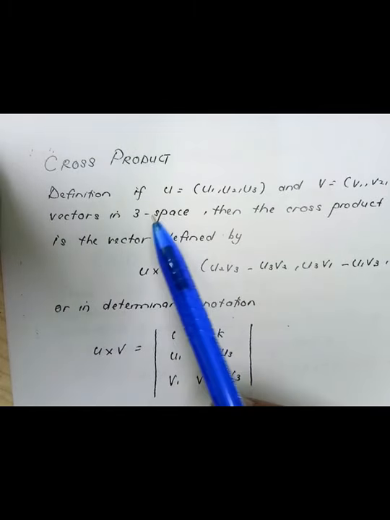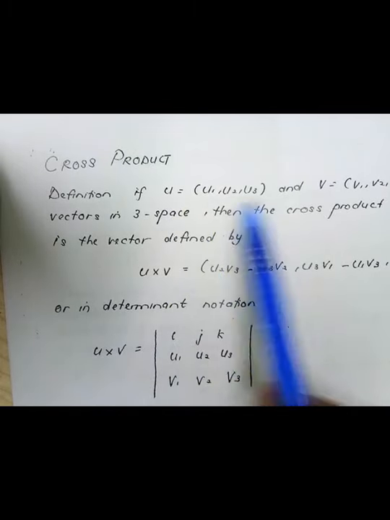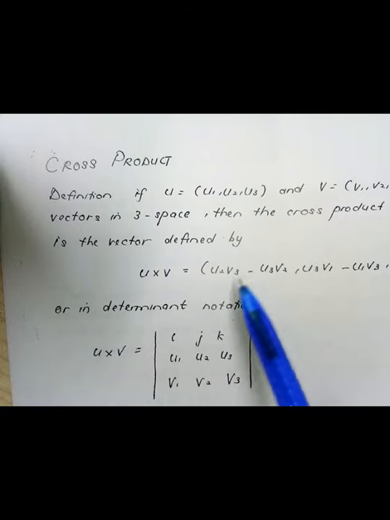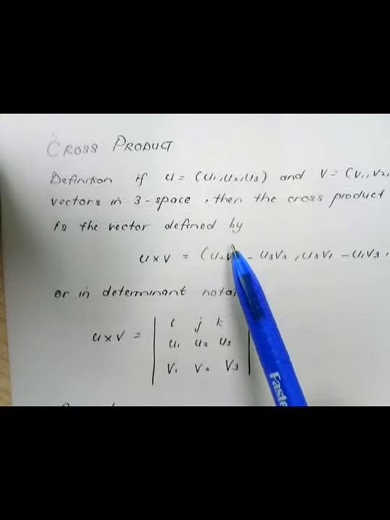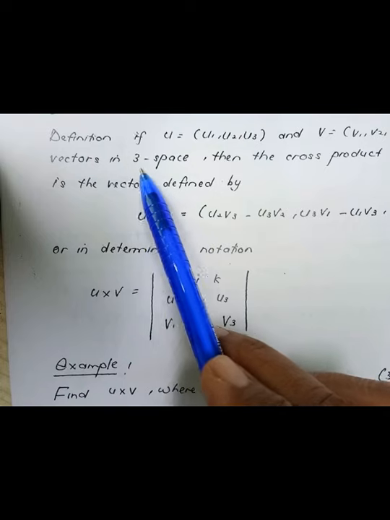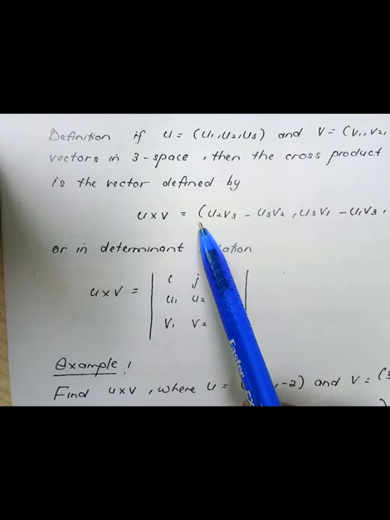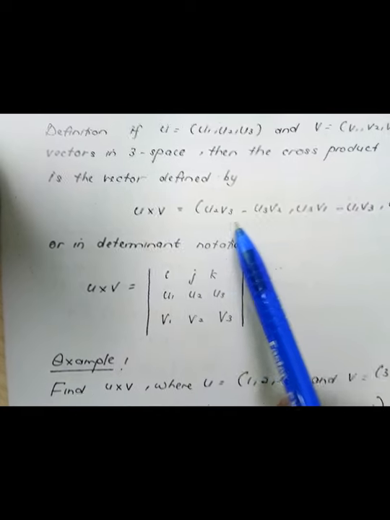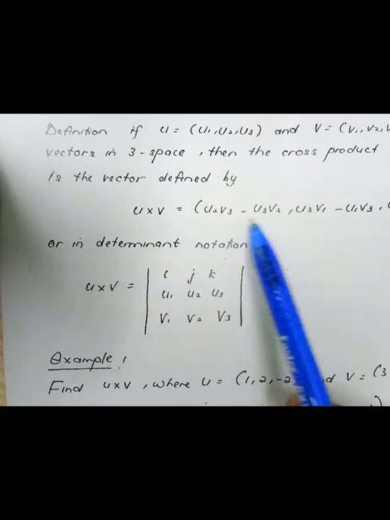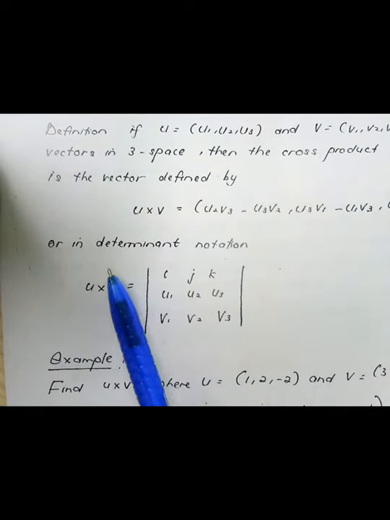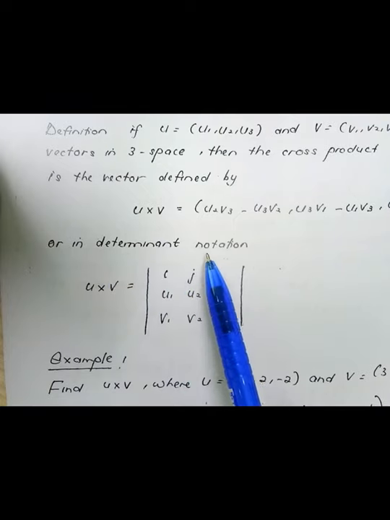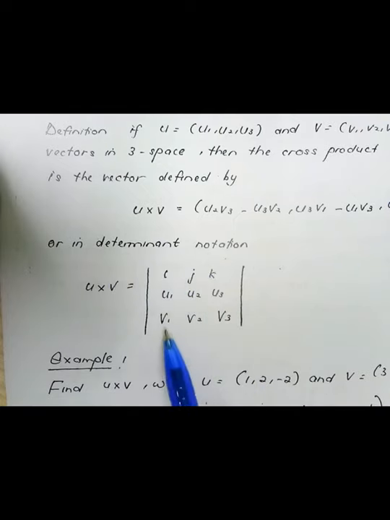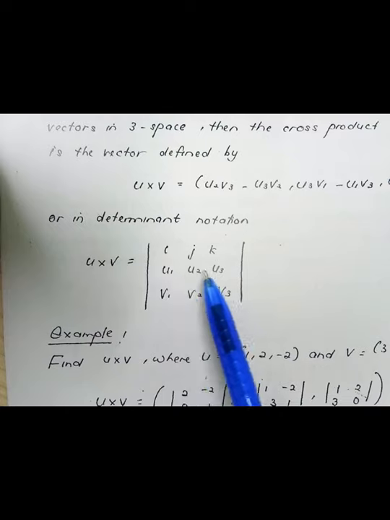Okay, now let's say we have two vectors in 3 dimensions. The cross product of vectors in 3-space is given by this formula. Okay, so how do we get this one? This formula is obtained from the determinant formula of a 3 times 3 matrix.